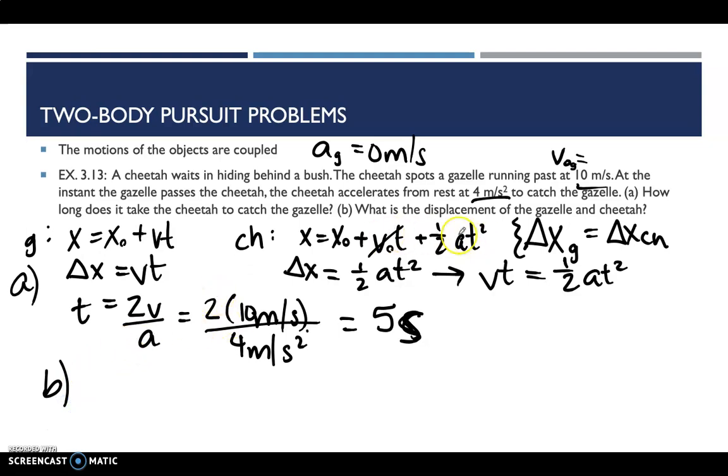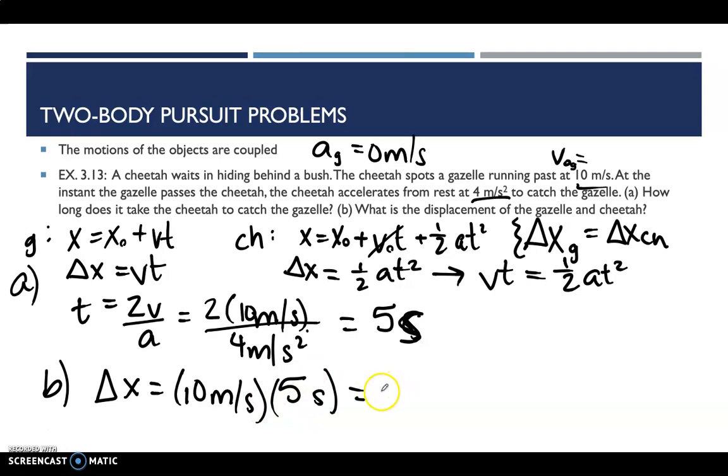Now for part B, it asks what is the displacement of the gazelle and the cheetah. Because they are the same, we can use either of these equations to solve for that displacement. I'm just going to use this one because it looks a little easier, but they should be the same. So delta x is going to equal our velocity, 10 meters per second, times our time, which we just solved for as 5 seconds. So our change in position, or our displacement, is 50 meters. So this is an example of the two-body pursuit problem.